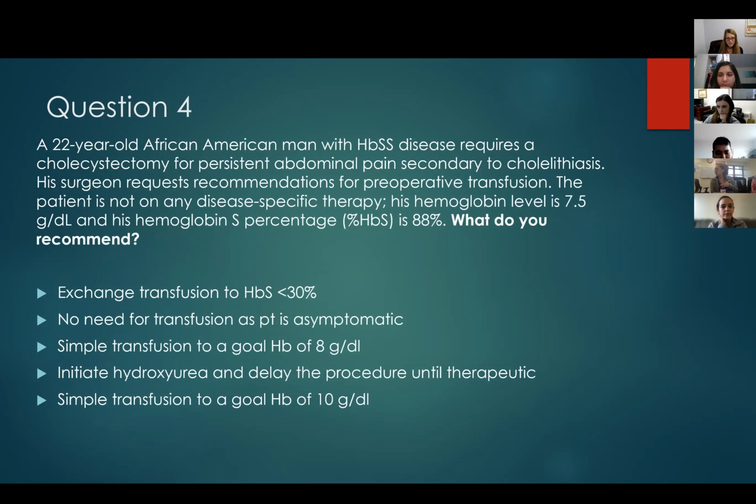22-year-old African-American man with hemoglobin SS disease requires a cholecystectomy for persistent abdominal pain secondary to cholelithiasis. His surgeon requests recommendations for preoperative transfusions. The patient is not on any disease-specific therapy. His hemoglobin level is 7.5, and his hemoglobin S percentage is 88%. What do you recommend?